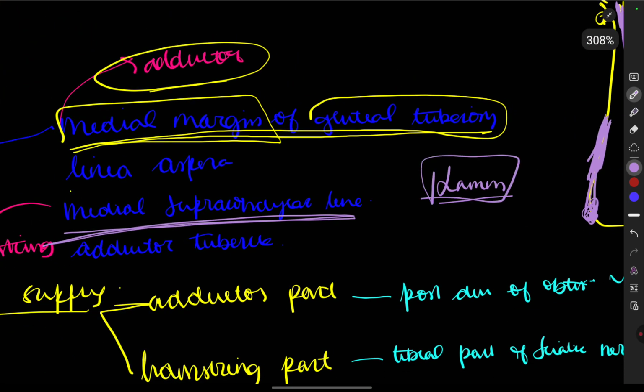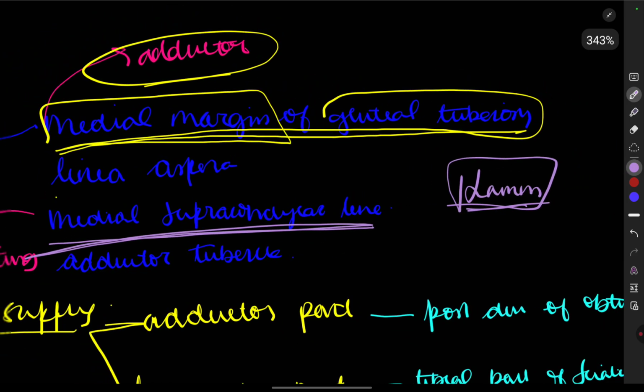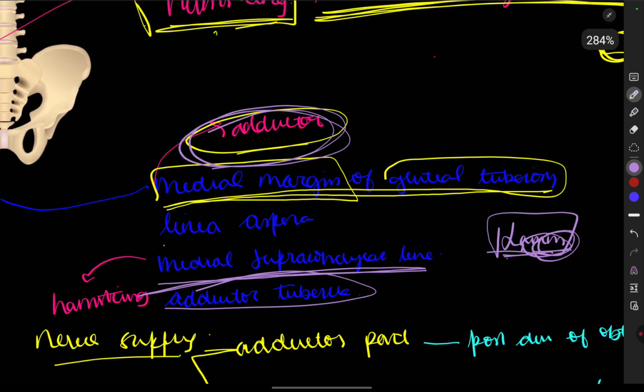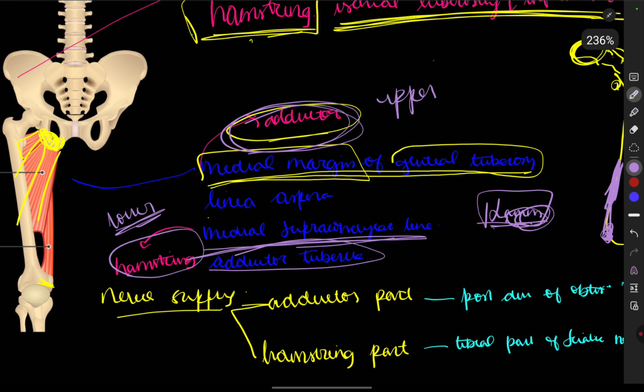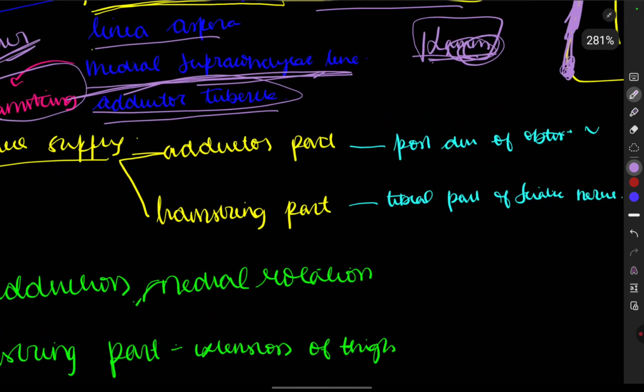So you can remember it easily, but if you forget it, just remember the word LAMB, okay? L for linea aspera, A for the adductor tubercle, and M for margin of the gluteal tuberosity and the medial supracondylar line. So adductor, it is on the upper shaft of the femur, and the hamstring, it is on the lower shaft of the femur, okay? The upper for the gluteal tuberosity and the linea aspera, the lower for the supracondylar line and the adductor tubercle. For understanding this better, you should be thorough with the parts of the bone, okay? Which part of ischium is called what? If you remember then it will be very easy.